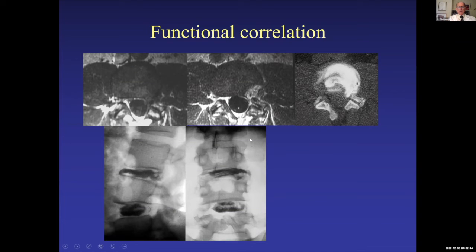The axial T1 image shows asymmetric loss of fat posterolaterally. The contrast image shows enhancement in a broad area in the disc, indicating that there's annular disruption and inflammation.